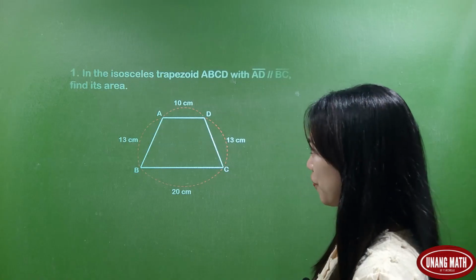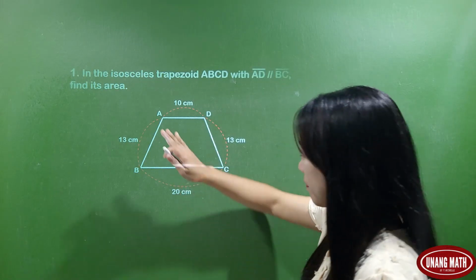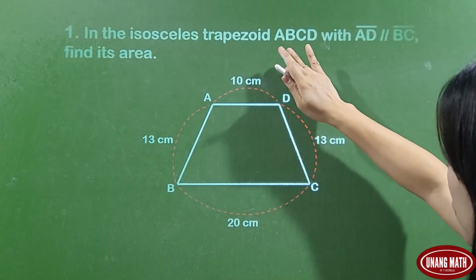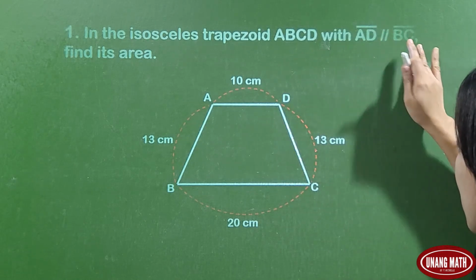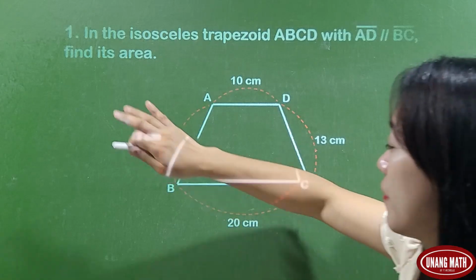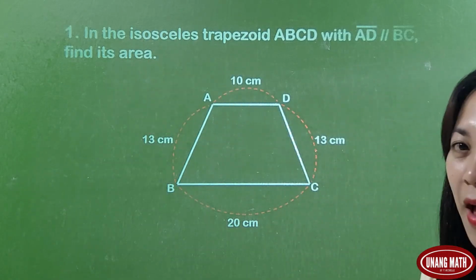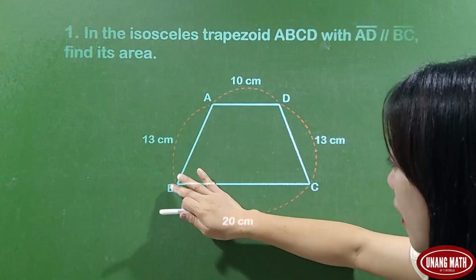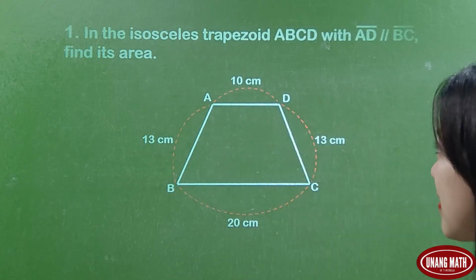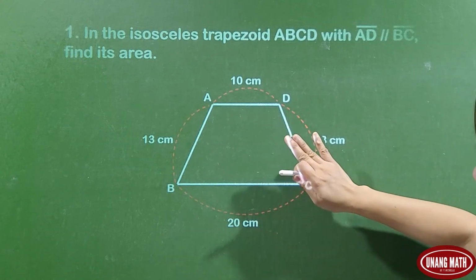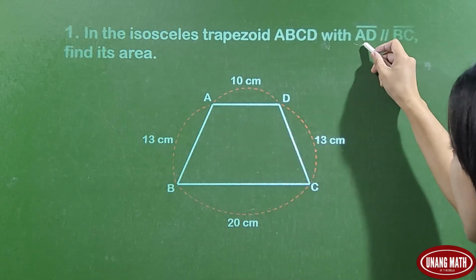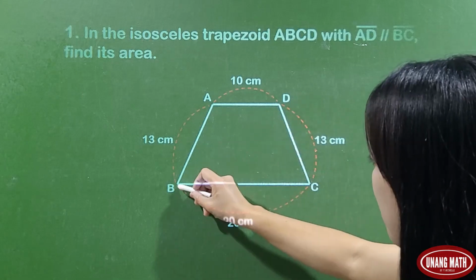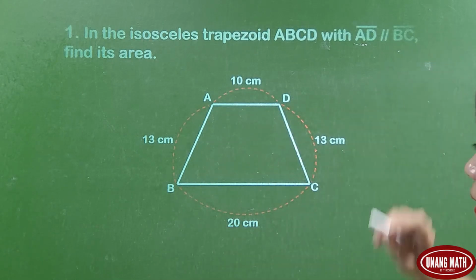Okay, let's start with this first question. In the isosceles trapezoid ABCD with segment AD parallel to segment BC, find its area. So we're going to find the area of this trapezoid ABCD. It's given that this is an isosceles trapezoid, and it's also given that segment AD is parallel to segment BC.